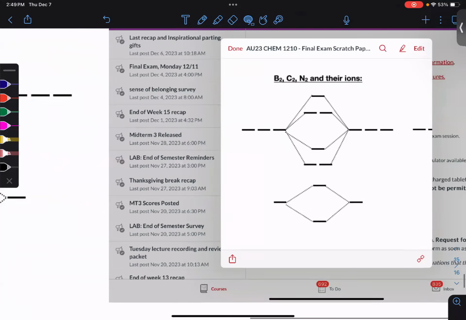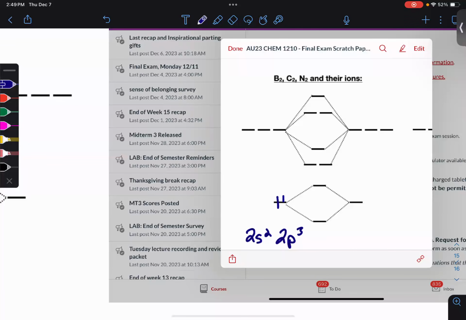Nitrogen, or diatomic nitrogen. If you write out its electron configuration, it's 2s2, 2p, how many? 3? So each of the nitrogen atoms is contributing 5 electrons. So there's 1, 2, 3, 4, 5 electrons here. These electrons do have spin, but I don't care about the spins. I'm just drawing the electrons quickly.